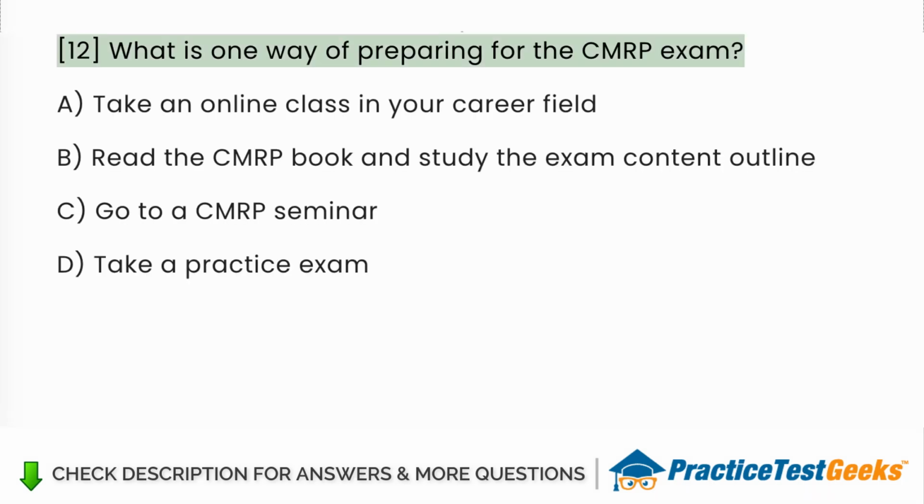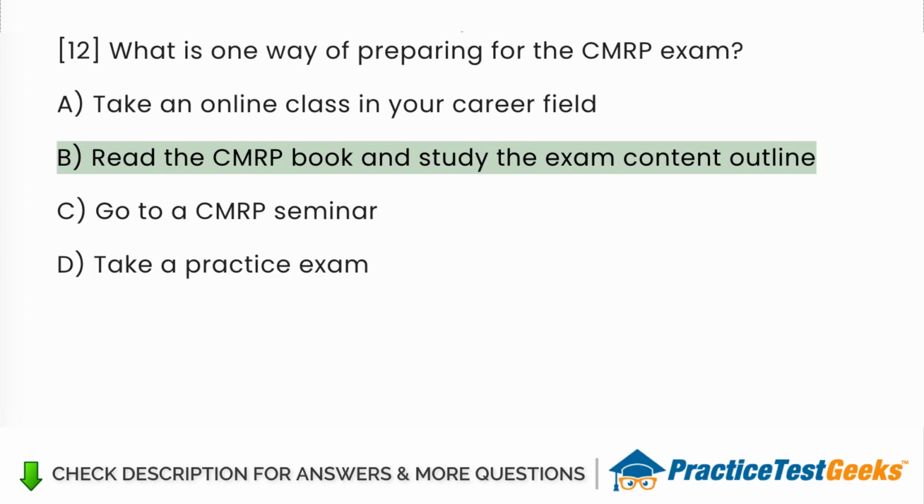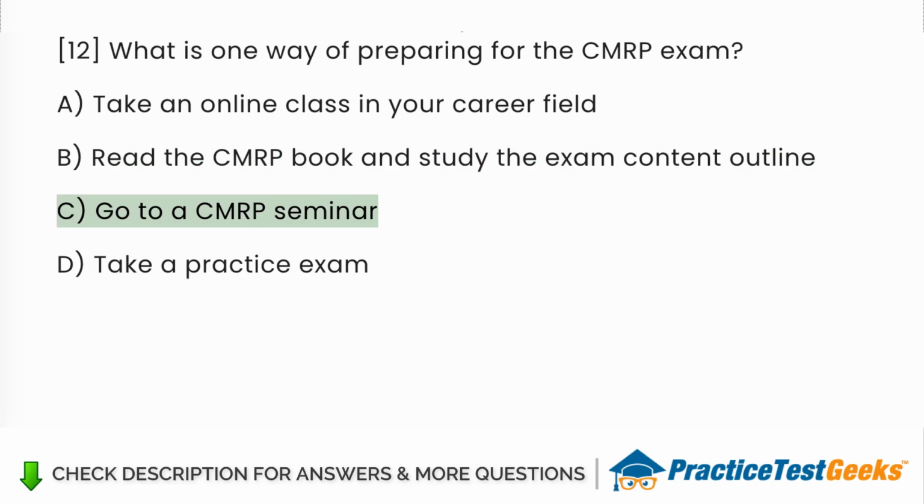What is one way of preparing for the CMRP exam? A. Take an online class in your career field. B. Read the CMRP book and study the exam content outline. C. Go to a CMRP seminar. D. Take a practice exam.